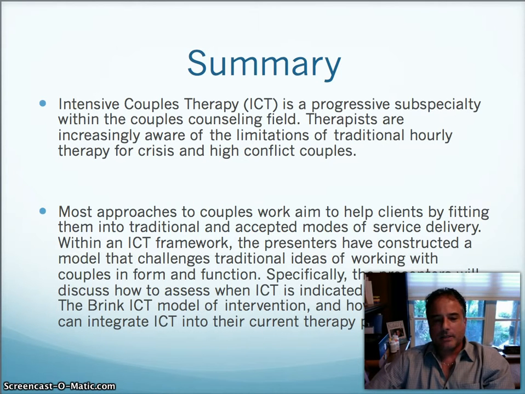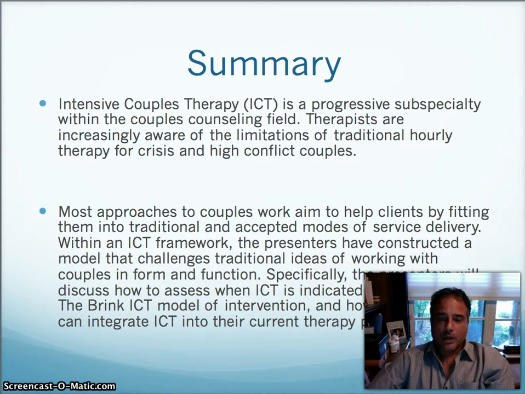And to summarize, we see intensive couples work as a subspecialty within counseling, couples counseling. And like us, I think more and more clinicians are becoming aware of the limitations of traditional hourly therapy with one therapist when you have a client that's in crisis, or a couple that's in crisis or in high conflict.